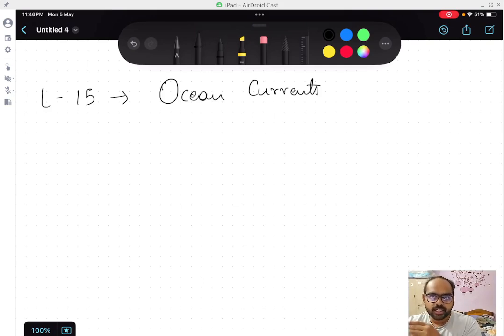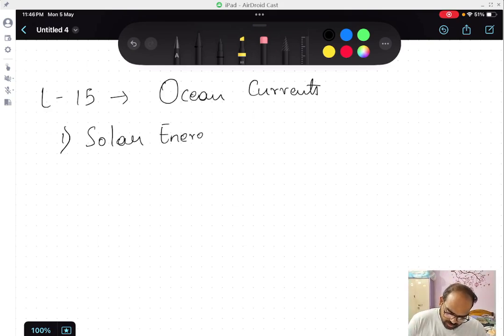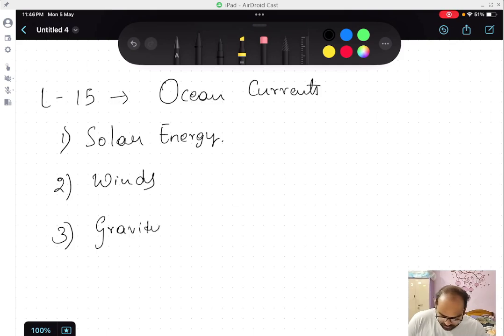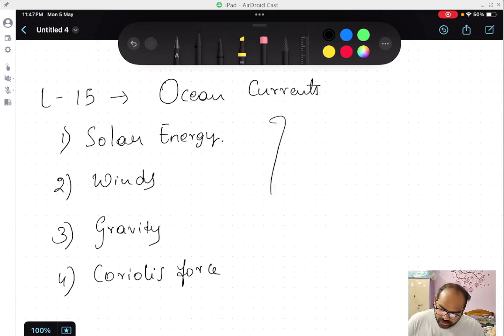So they move as a current from one latitude to another, and these currents are initiated by four types of forces. The first one is solar energy. The second one is winds. The third one is gravity, and the fourth one is Coriolis force. These are responsible for the initiation of movement of ocean water.